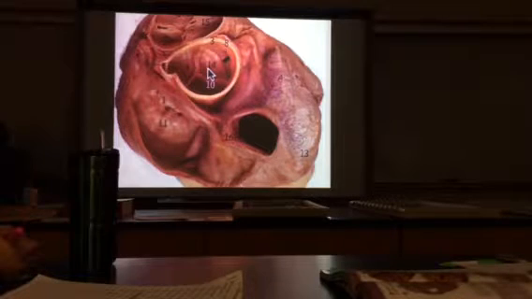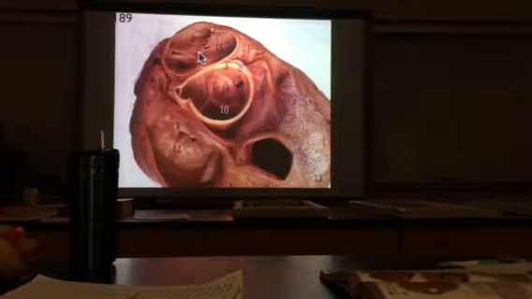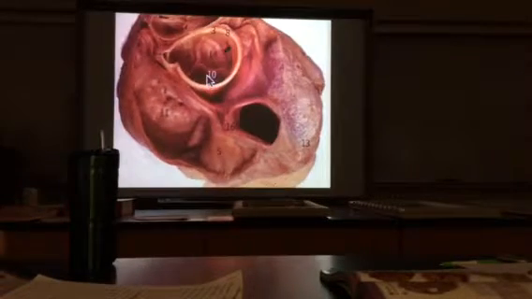So, the short take on function for the pulmonary semilunar valve is that it permits blood to flow from the right ventricle to the pulmonary trunk, but prevents backflow from the pulmonary trunk back into the ventricle, prevents reflux. And then the aortic semilunar valve permits blood to flow from the left ventricle into the ascending aorta, but prevents backflow from the ascending aorta back into the left ventricle when it's working properly.